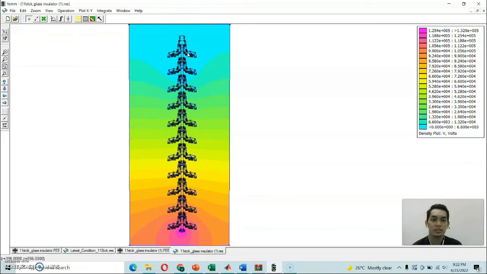This simulation represents the potential voltage. This is the result for our design for normal condition, which is clean air with a normal insulator.